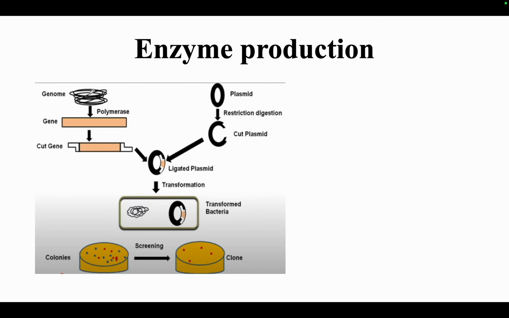So we have either genome or cDNA, where we get different genes by using different vectors. We cut the gene by using some RE. Similarly, we use the same RE to cut our vector, and then we ligate. So the gene of interest is ligated into the vector, then we transform it and get clones of the enzyme we are interested in. This is the general cloning procedure used for enzyme production.